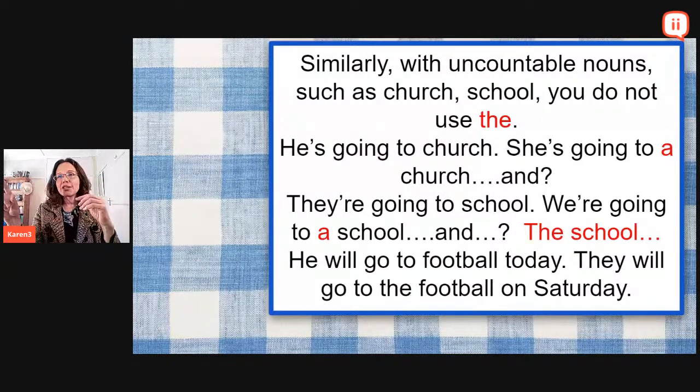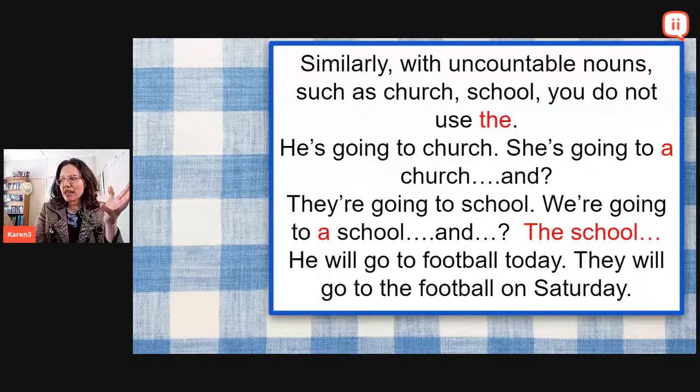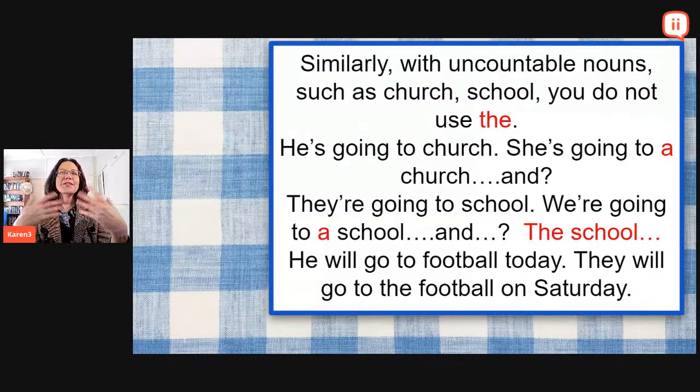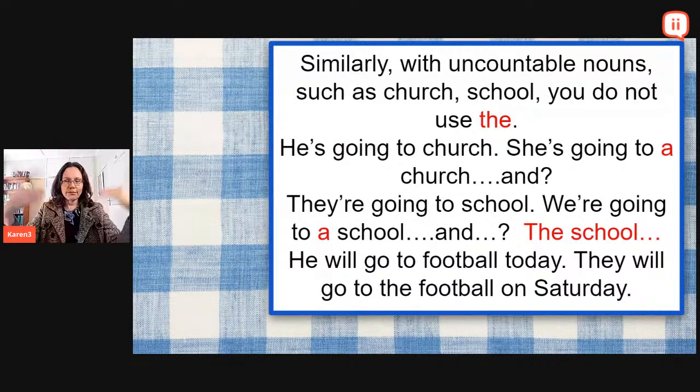But she's going to a church and what? Are you going to apply for a job? Are you going to clean it? Are you going to look at the windows? They're going to do all the activities that they do at school. They're going to learn. They're going to have the teacher teach them. Just wait. Okay. School, they're going to school. That's what they're doing. That's the activity. The school kids are going to school. The school kids are going to learn at school. So they're going to school. They're going to practice school.